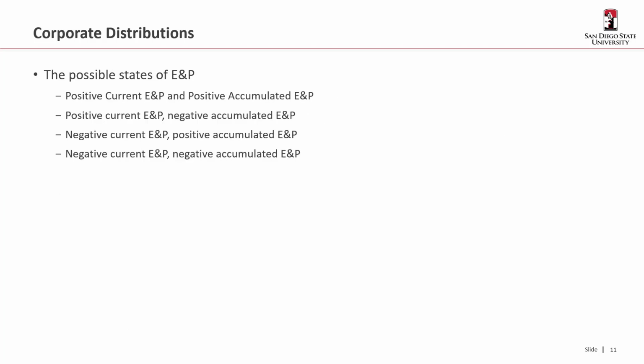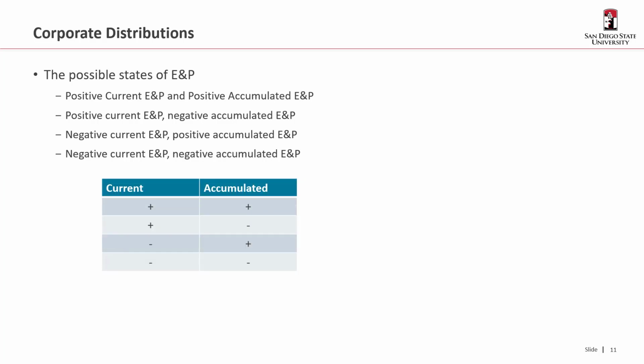Okay, so there are 4 possible states of earnings and profits. We can have positive current E&P and positive accumulated E&P. Positive current E&P and negative accumulated E&P. Negative current E&P, positive accumulated E&P. And then negative current and negative accumulated E&P. So it looks a little bit like this if you need a graphic representation.